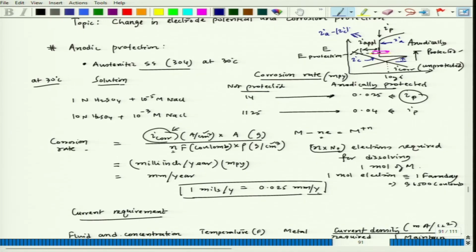Now, IC is so low, so let us say IA is around 11 milliampere per feet square, and let us say this IC value is 10 to the power minus 5 milliampere per feet square.